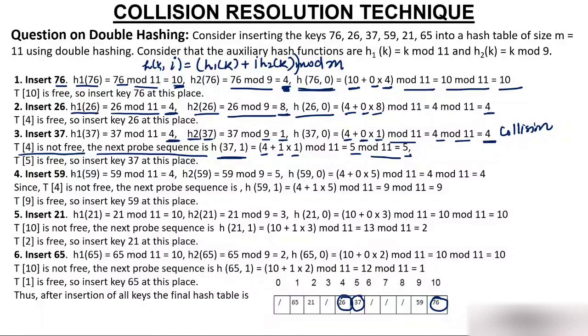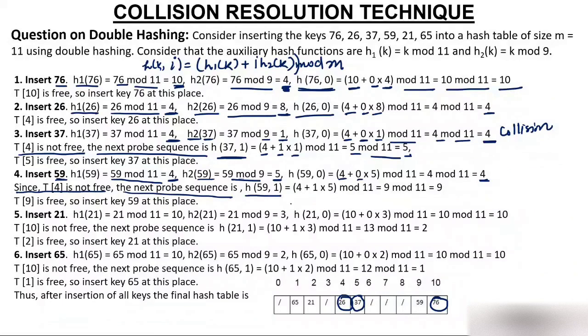Now I'm also explaining 59. You solve 59. So 59 mod 11 will give you 4, and 59 mod 9 gives you 5. You put it in the formula: 4 plus 0 into h2, mod 11, you get 4. Again, you are trying to put 59 in the fourth location, but the fourth position is already occupied by 26. Since T4 is not free, the next probe sequence is h(59, 1).